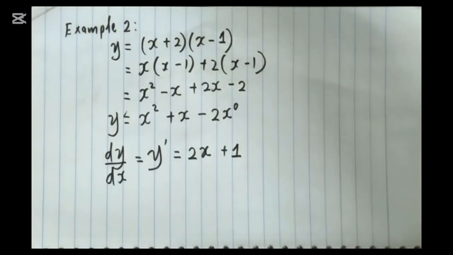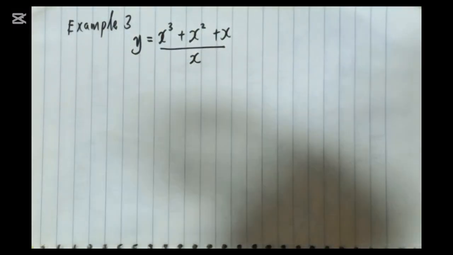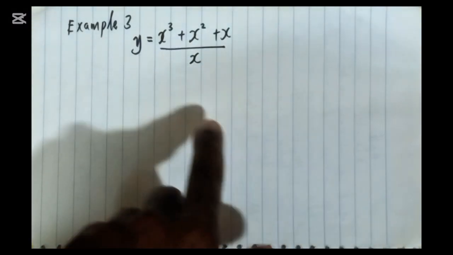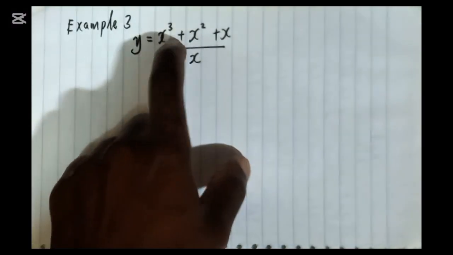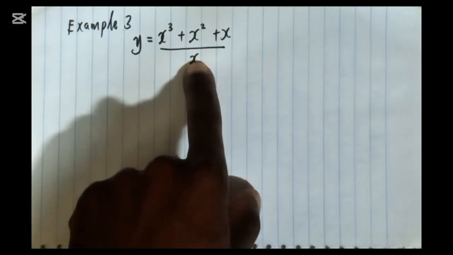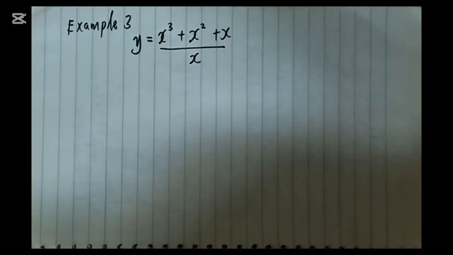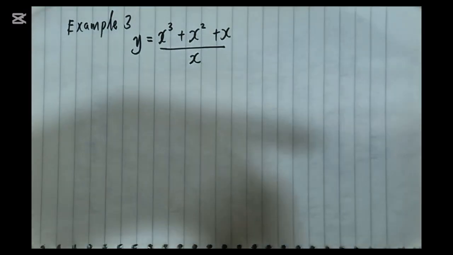Let's look at another example. This is the last example of this particular class, on derivatives of polynomials. We have a polynomial here: y equals x cubed, which is actually an algebraic fraction. So it is y equals x cubed plus x squared plus x, all over x.